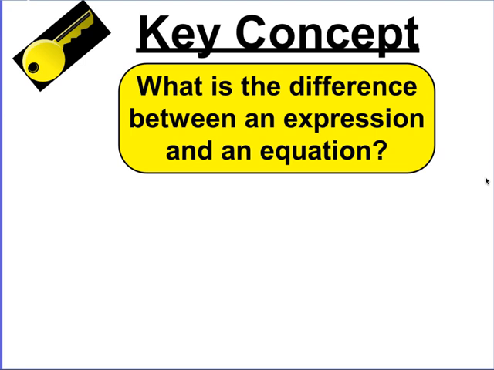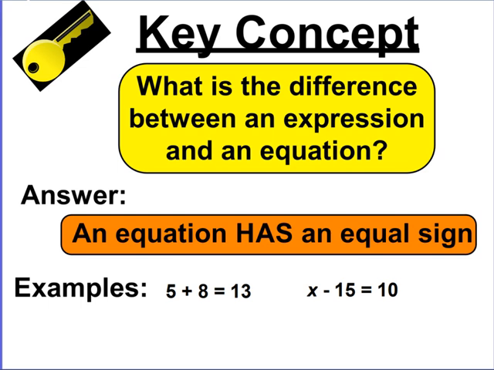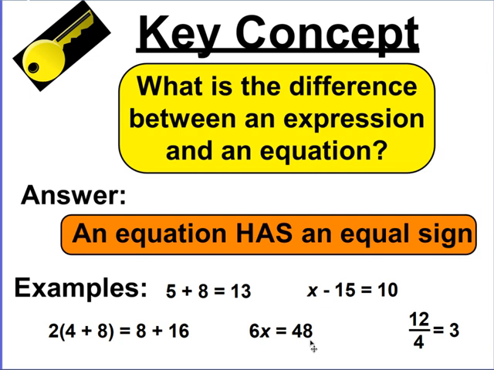So one big distinction we need to make first: what is the difference between an expression and an equation? Well, all equations have equal signs. Some examples of equations that you might see: 5 plus 8 is 13. X minus 15 equals 10. There's a longer equation here with some parentheses and things. This shows distributive property, actually. We'll learn that later in the year. And another equation here. They all have equal signs. Doesn't matter what other operation signs are in the problem, but they have equal signs.